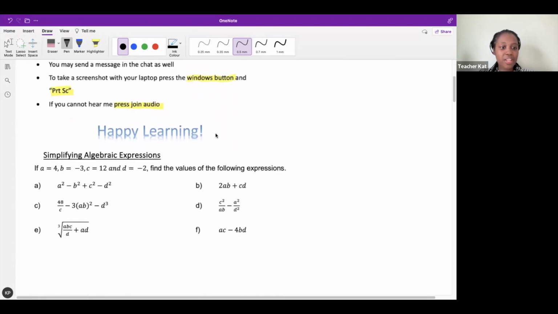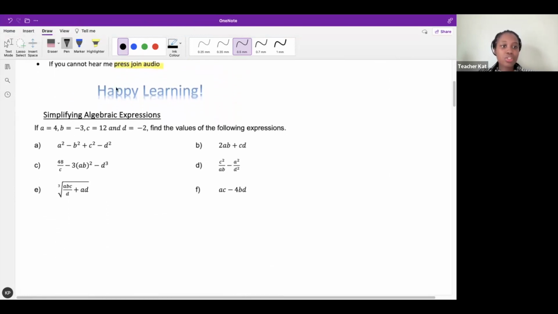Okay. Now, the first thing we're going to speak about when it comes to simplifying algebraic expressions is what we call substitution. What does substitution mean? Is there anybody here who knows what substitution or substituting means? That means we're going to take all of the numbers that they've given us here for A, B, C, and D, and plug them into our algebraic expressions.